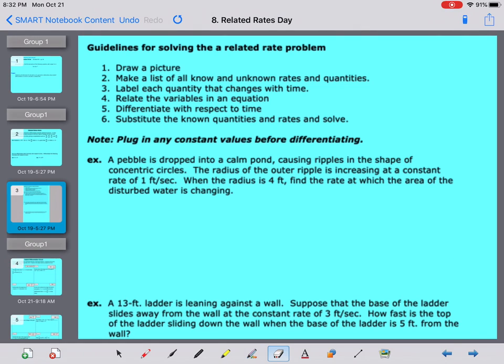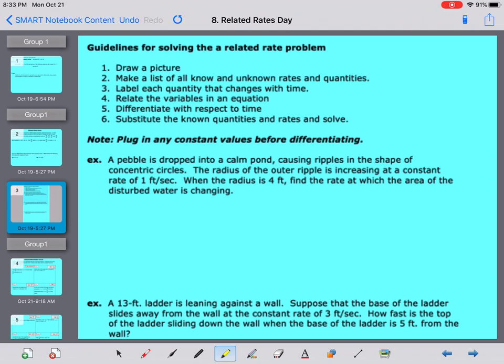Okay, so we have this pond that we're dropping a pebble in, and it's creating a ripple effect, and we're looking to see how that change is affecting the area of the circles as they go out and become bigger. Again, I'm going to read it line by line. The pebble is dropped into a pond causing ripples in the shape of concentric circles. Not really much information that we need from there.